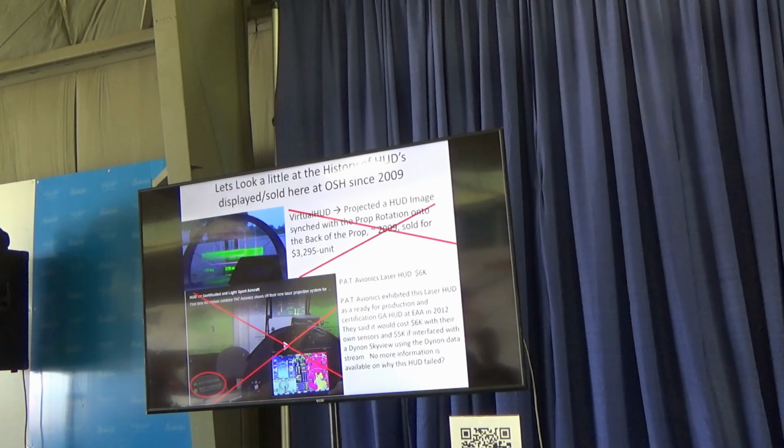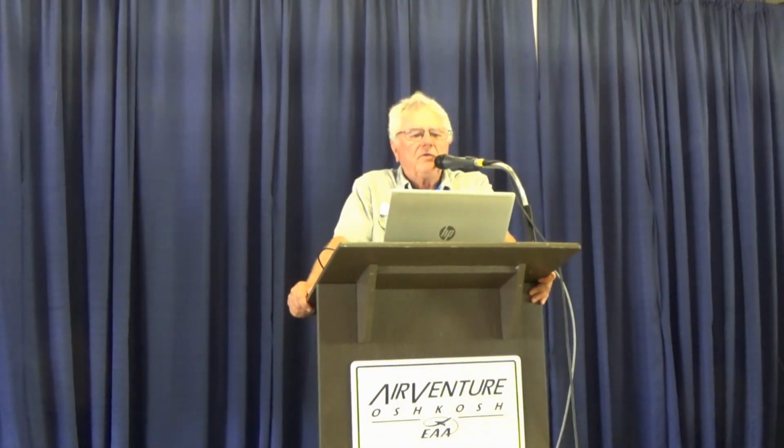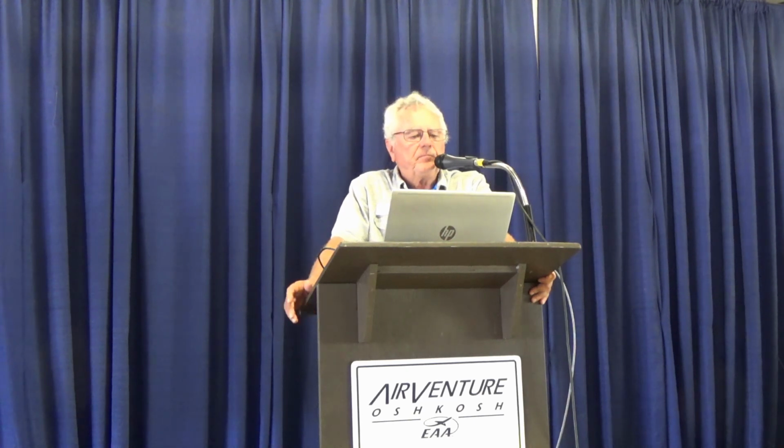The next technology I found was a folk called PAT Avionics, which is a laser HUD. They sold that for $6,000, but if you had a Dynon, it was $5,000. It had what, in effect, was a real combining glass that you then had to bolt to the front of your airplane, which again limited the types of aircraft you could use it for. And if you didn't have a Dynon system, then they had to install their own sensors in your aircraft to pull up whatever information they wanted to be displayed. So as far as I could tell, they were at EAA in 2012 and never came back. So there's no more history on the internet that I can find on the PAT Avionics laser HUD.